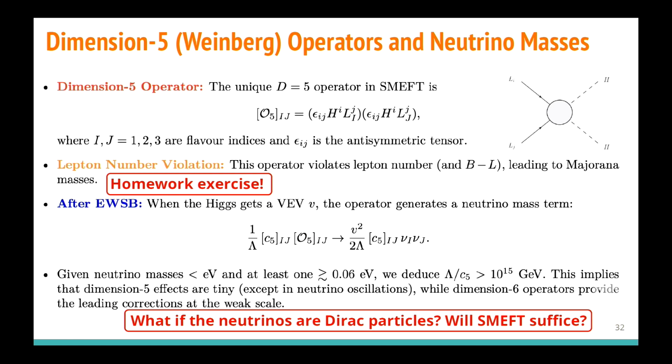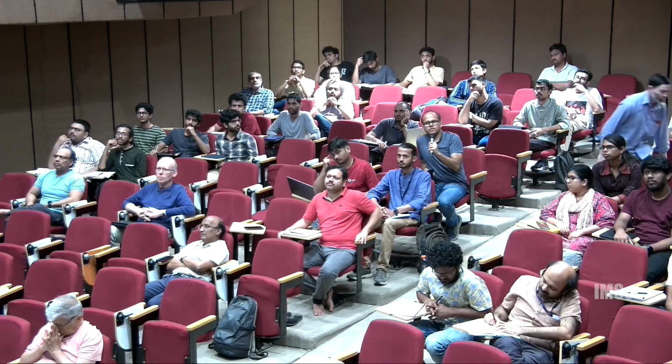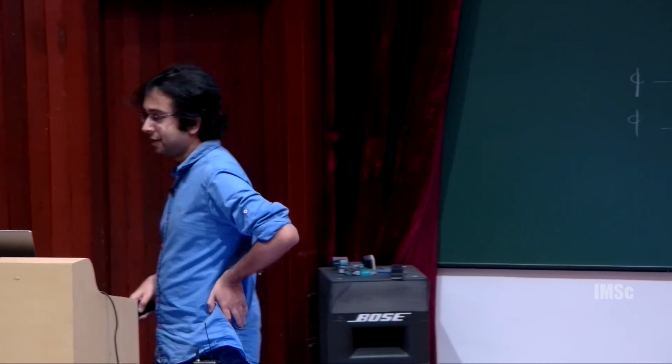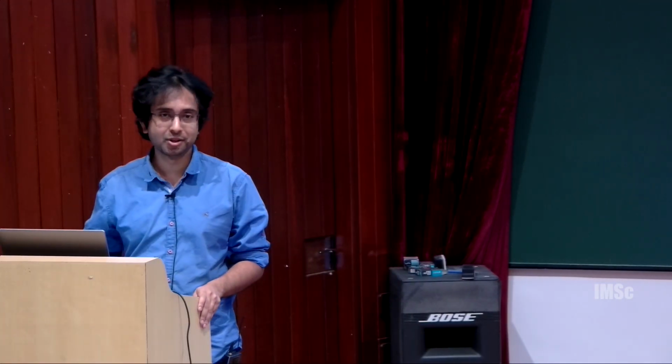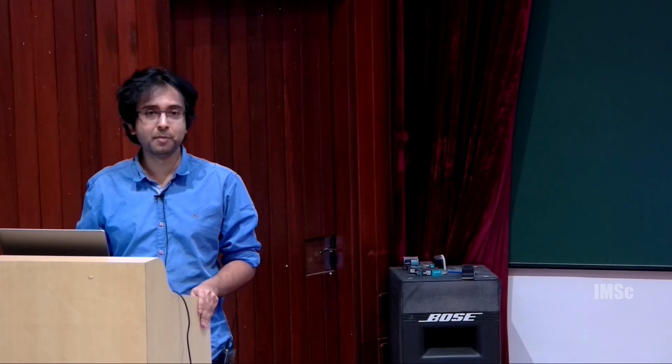Sorry, here L is a Dirac fermion or Weyl? So, here L is basically, it's not Dirac. Here I will be talking about Majorana neutrinos only. If written in two component notation, it would be Weyl.